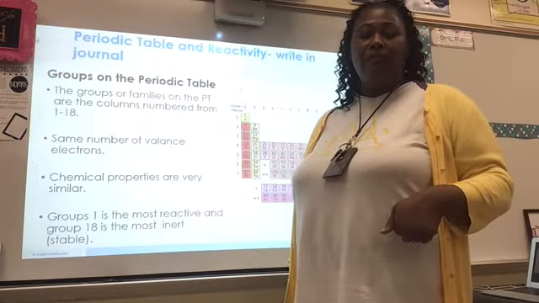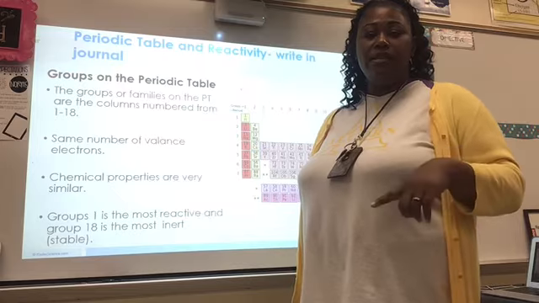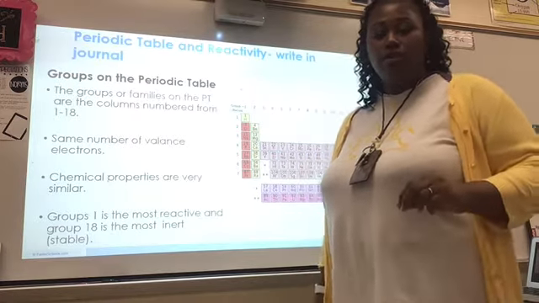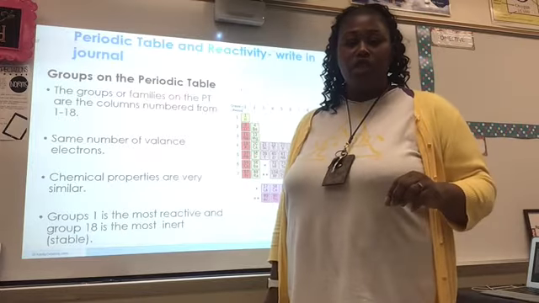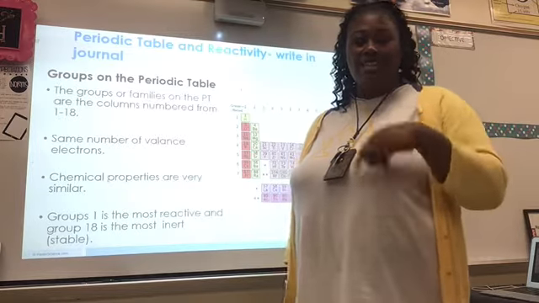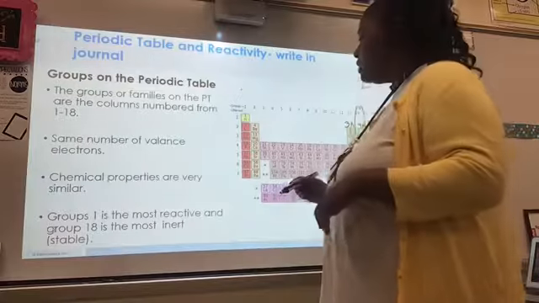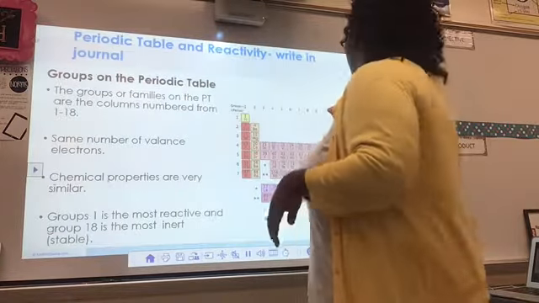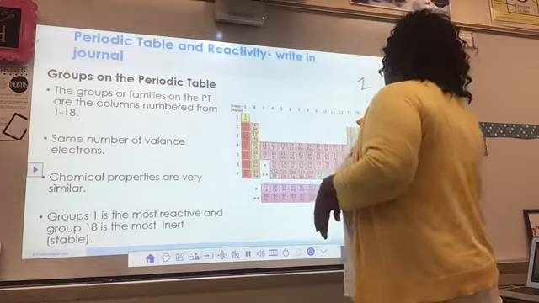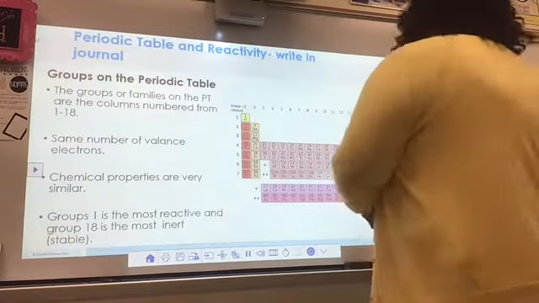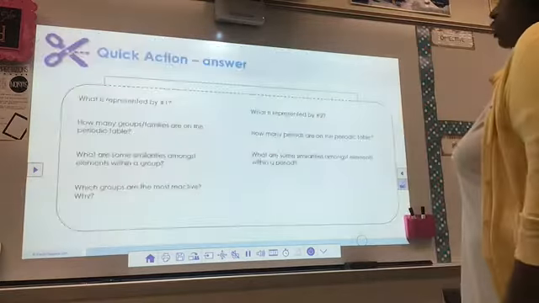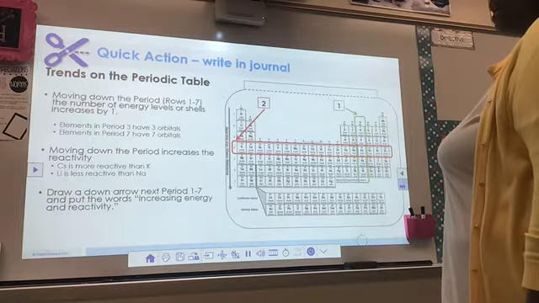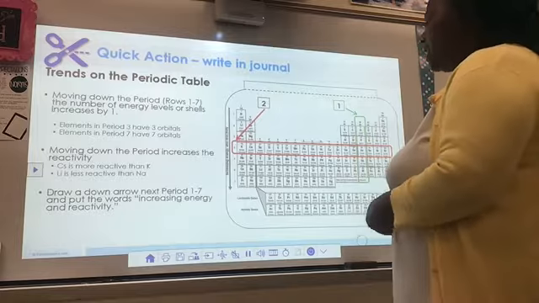Anytime you have your periods, that's going to tell you how many energy levels you're going to have. Your groups tell you how many valence electrons you're going to have on your last energy level. Okay? So now, we're going to talk real quick about valence electrons and what makes an atom happy. We also have some other things we need to write on our periodic table.